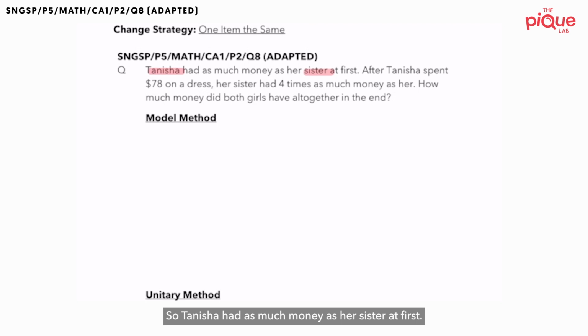So Tanisha had as much money as her sister at first. After Tanisha spent $78 on the dress, the sister now had 4 times as much money as her. So how much money did both girls have at the end? For questions like this, I would ask my students to employ the ACE strategy. So what is this ACE strategy?